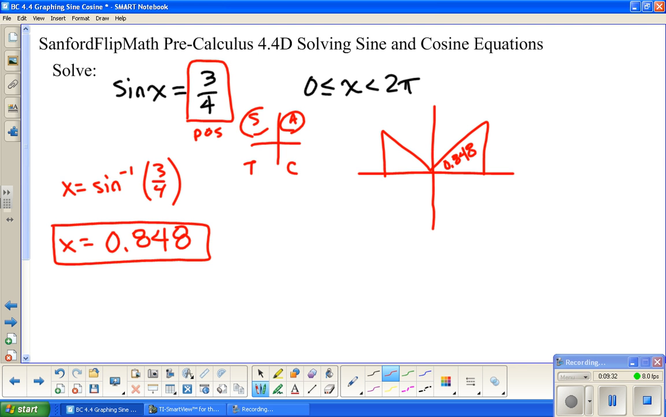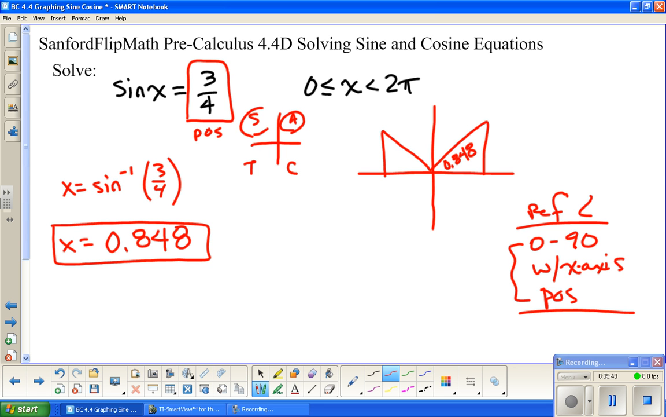Now, here's a question for you. How do I know? Reference angles, quick little aside here, are supposed to be between 0 and 90. They're supposed to be with the x-axis, and positive. Positive's kind of already in the 0 to 90 thing, but I always like to emphasize it. Now, Mr. Sanford, you said the calculator normally gives you the reference angle anyway, so I can be confident that that's the reference angle, right? Well, I guess so.